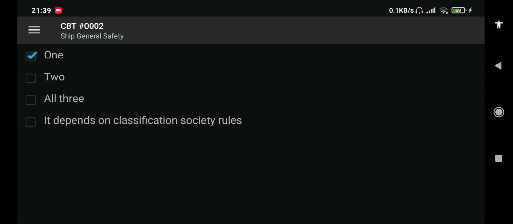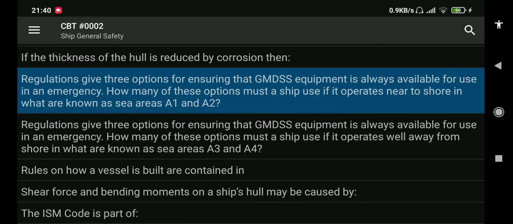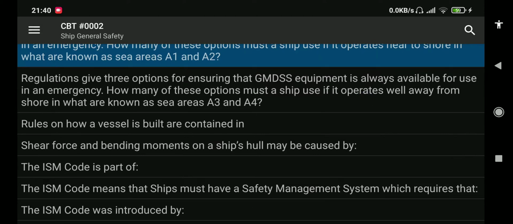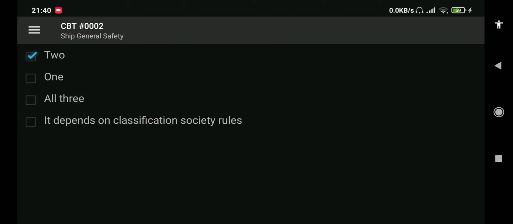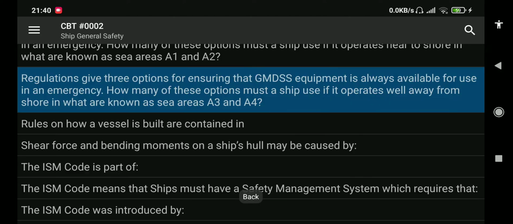Okay? For our deck officers, you should know this. Regulations give three options for ensuring GMDSS equipment is always available for use in an emergency. How many of these options must a ship use if it operates well away from shore, in what are known as sea areas A3 and A4? So 2 is the correct answer.